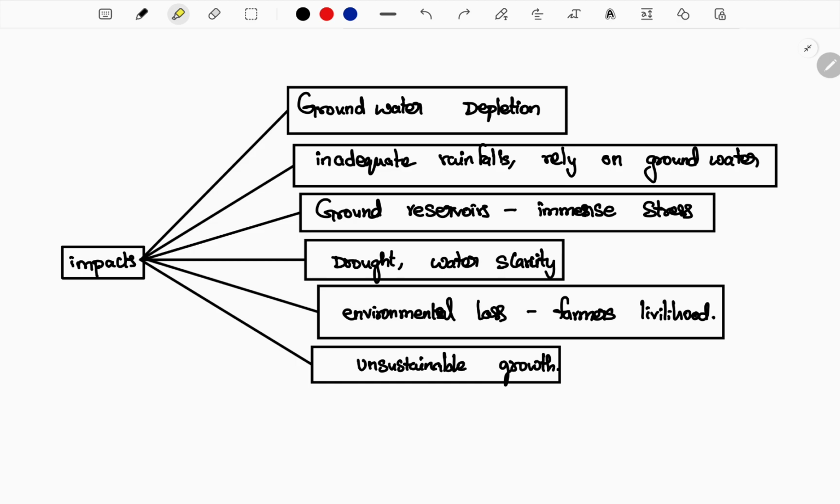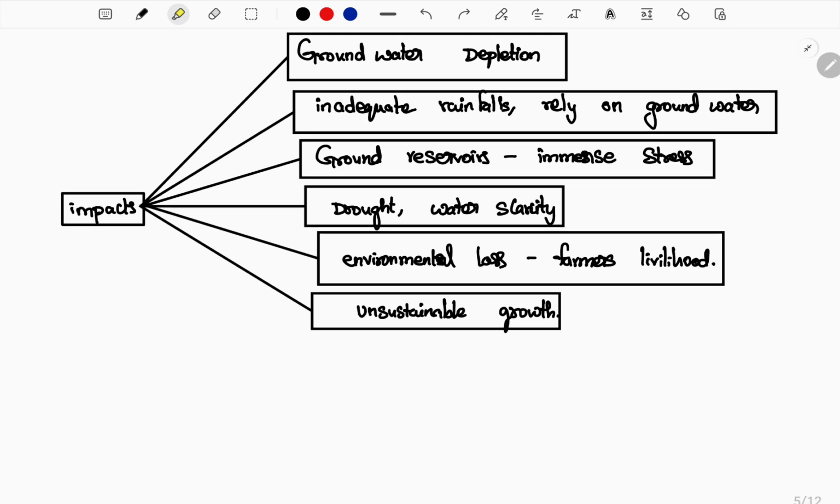When you are relying on groundwater and cultivating crops that utilize more groundwater, then the groundwater reservoirs will be lost. Obviously there will be immense stress on our groundwater reservoirs. This will lead to droughts and water scarcity in the upcoming days. It is also a great loss to our environment and to farmers' livelihood, because by just cultivating sugarcane they cannot live. They need to cultivate other crops, but if you are exploiting more water, then other crops would not survive in the long run. So it will create unsustainable growth, which is very dangerous to the next generation.